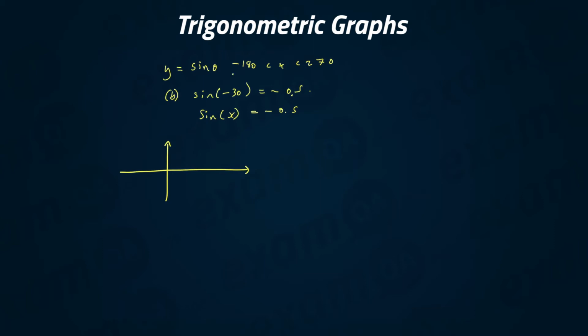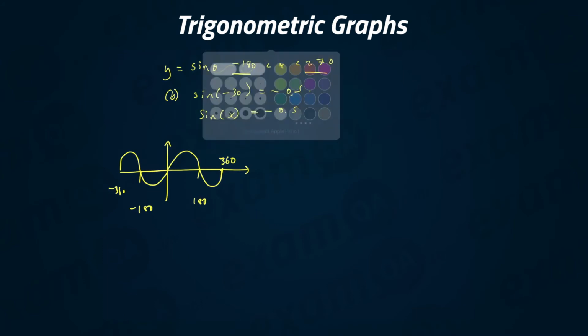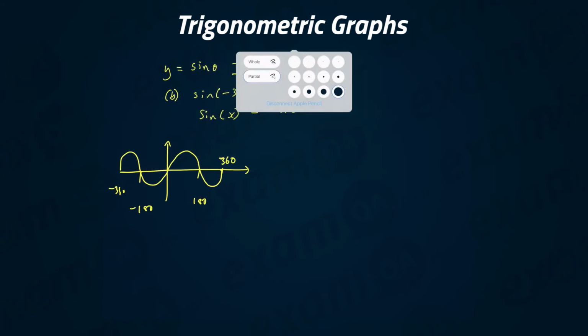This time it only wants between these two values. That's fine. What I would recommend doing is just draw sine theta how you memorized it with a pencil or something. We know sine theta just looks like this, and we sort of know that that's 360, that's 180, that's minus 180, that's minus 360. And now we can just rub off the bits that we don't need.